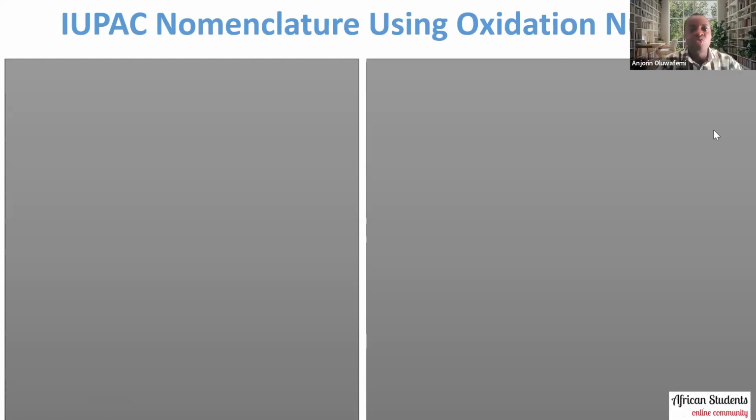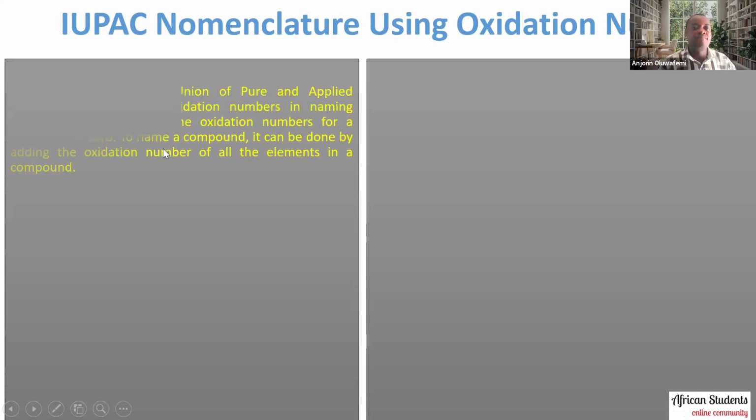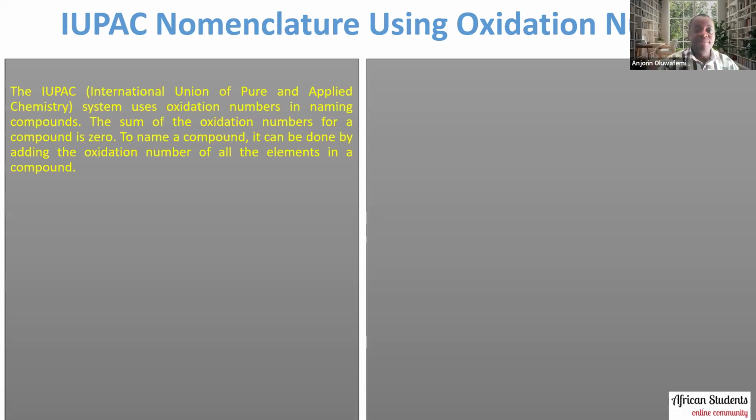That is what IUPAC nomenclature using oxidation number connotes. The IUPAC, International Union of Pure and Applied Chemistry system, uses oxidation number in naming compounds. The sum of the oxidation numbers for a compound is 0. To name a compound, it can be done by adding the oxidation numbers of all the elements in a compound.